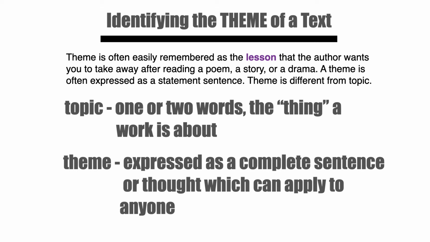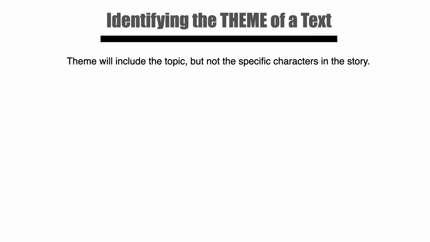Theme is different from topic, and it's important that you don't confuse the two. A topic is one or two words. It's the thing that a work is about. Theme is expressed as a complete sentence. It's a complete thought which can apply to anyone. Your theme will include words from the topic, but not the specific characters in the story.